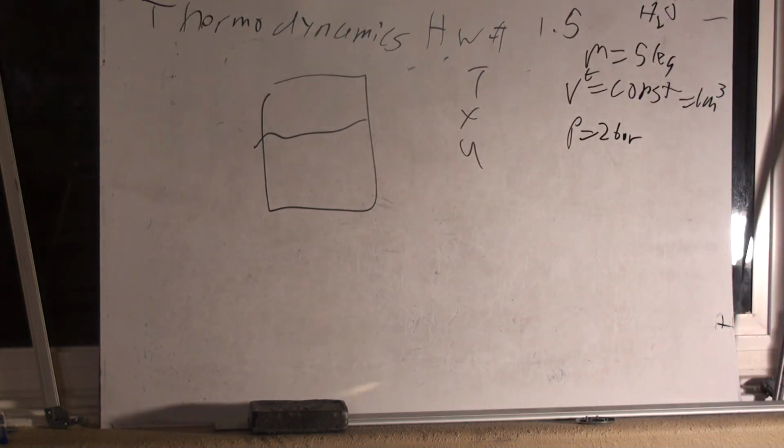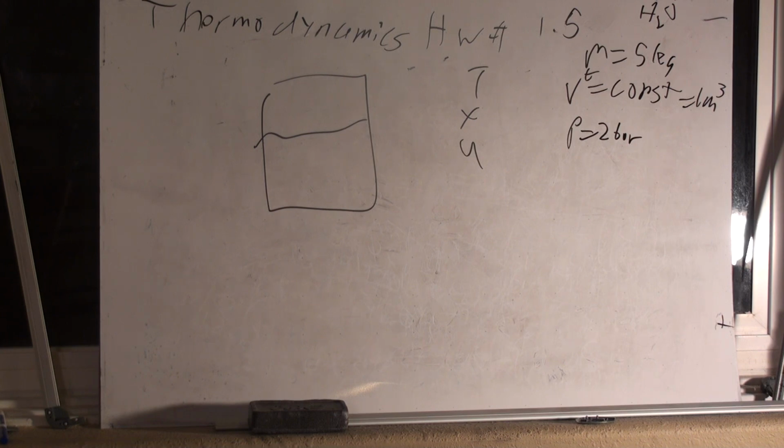So, first thing we do, we draw a picture. We try to recognize our problem, but really it's draw a picture in this case, because we don't know what kind of problem it is yet. So we draw a picture, and we write down everything we know. We know that it's water. We know that the mass is 5 kilograms. We know that the volume is constant and that it's 1 meter cubed. And we know the pressure is 2 bar.